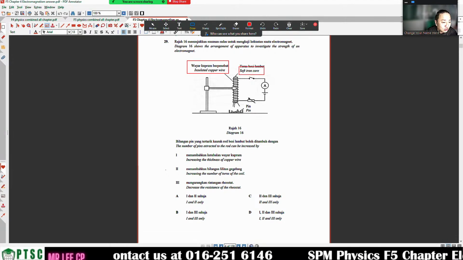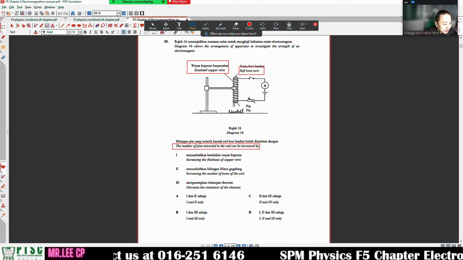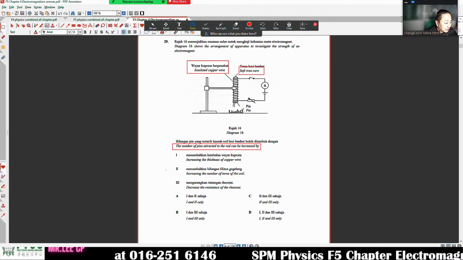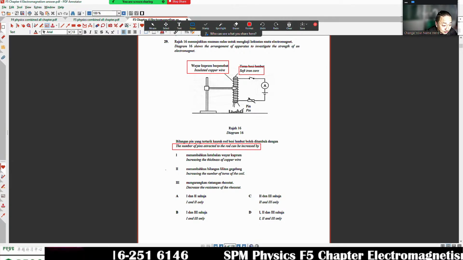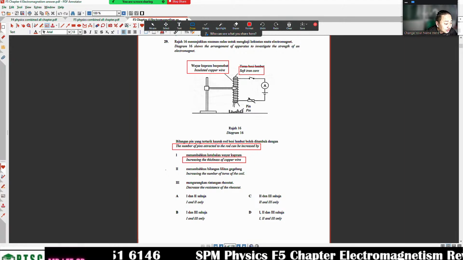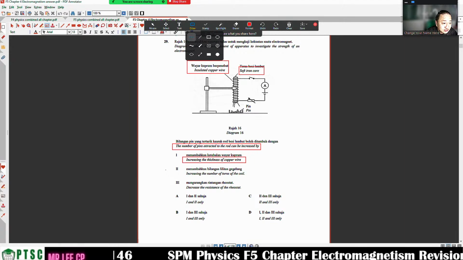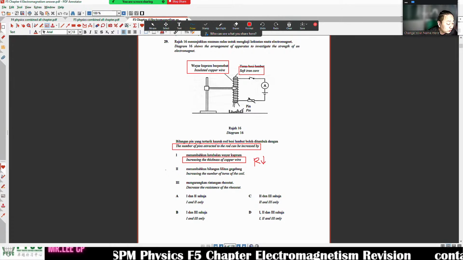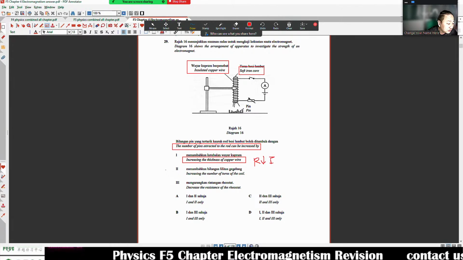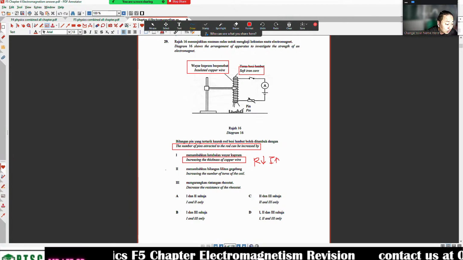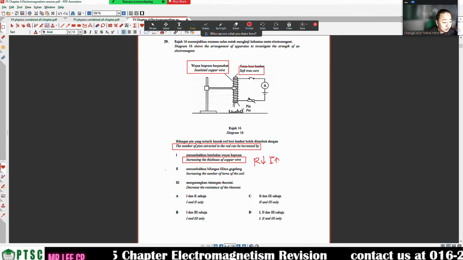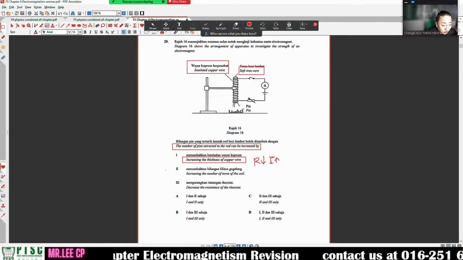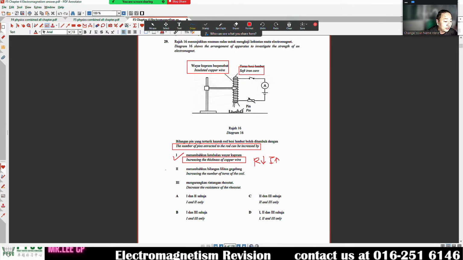So now the number of pins attracted can be increased by the first one. We look at this: increase the thickness of the wire. Increasing the thickness of the wire means the resistance is smaller. Resistance smaller means the current is more. When the current is more, there is more electromagnet. So yes, this one is correct.